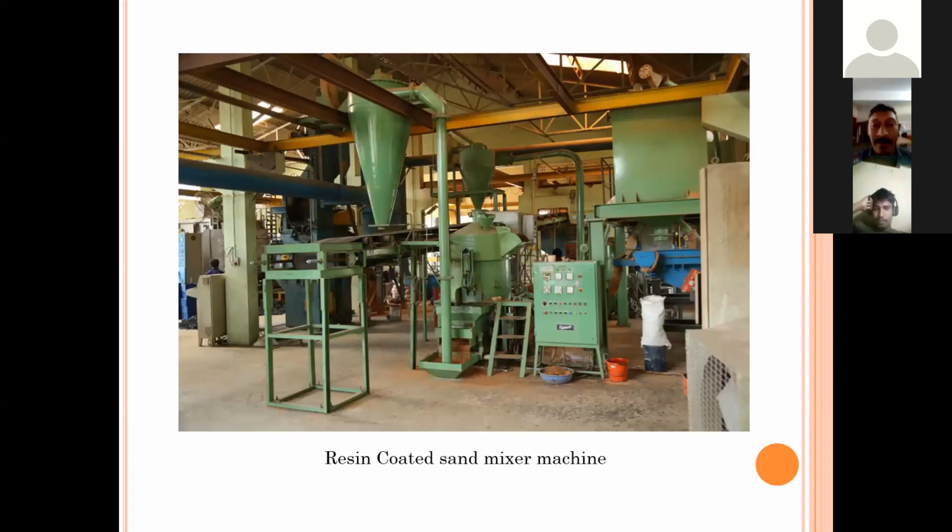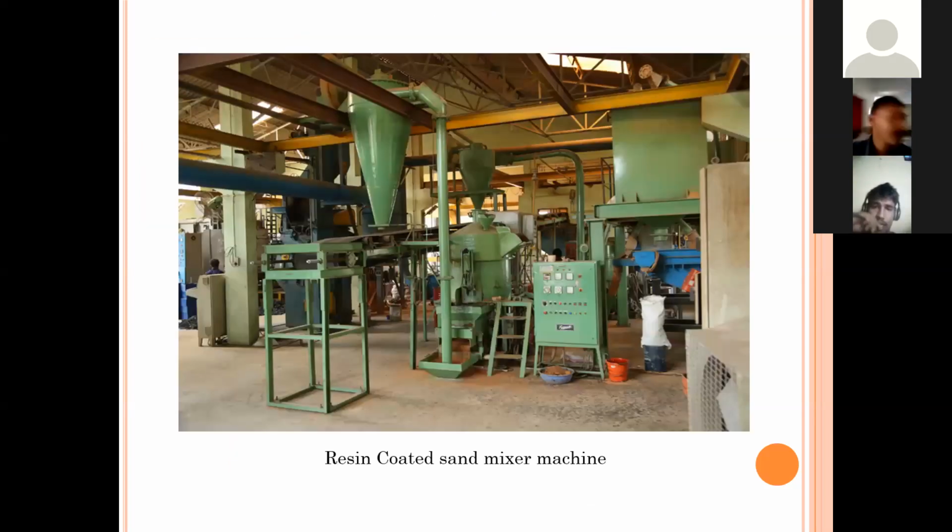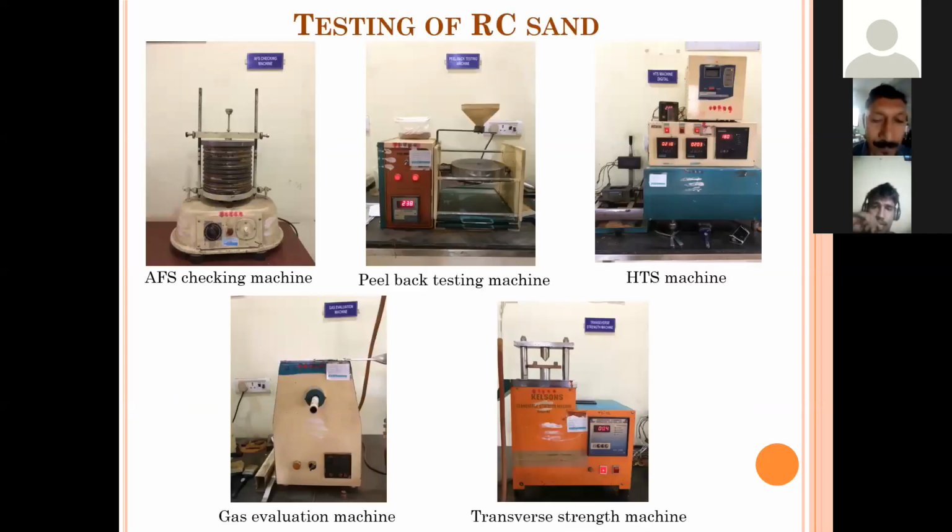Next slide, sir. So this is a picture of the plant that we took. Then we can see the total machining, and the total sand which is mixed. This sand is moved with the help of a belt conveyor from one place to another place. In total, 5 testing machines are there in that industry. The first one is the AFS checking machine.